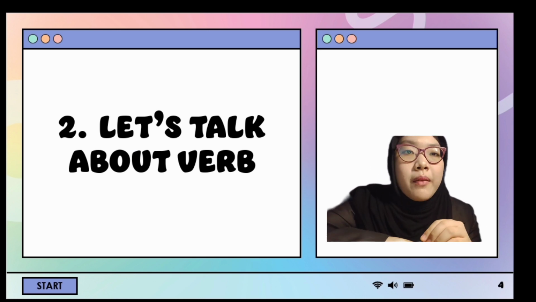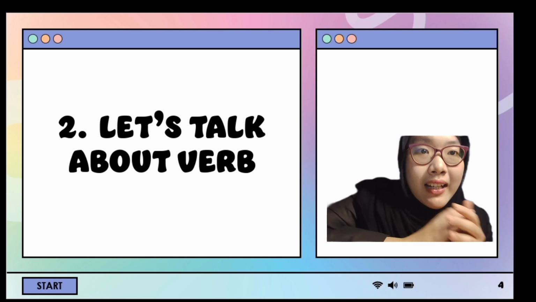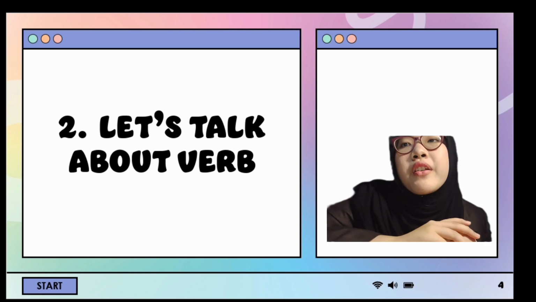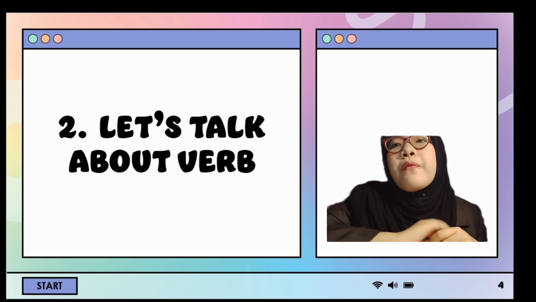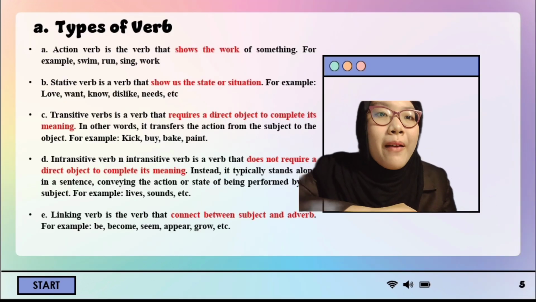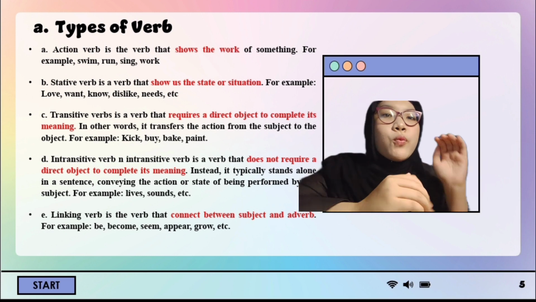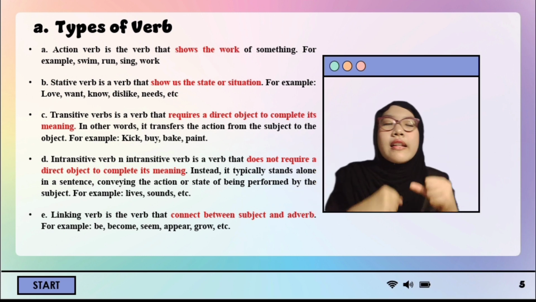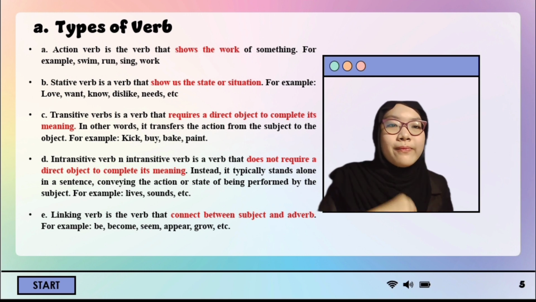Verb, there is a type, of course. The verb is kata kerja in Indonesian. So let's see the various types of verb. The first one is action verb. It's the verb that shows the work of something. For example, swim, run, sing, or work.